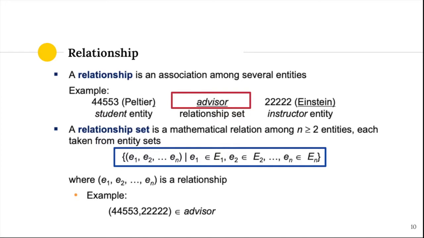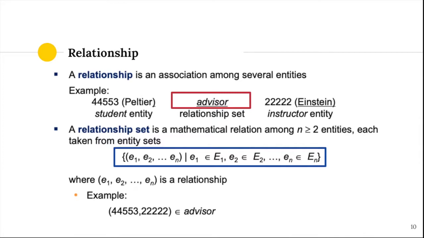Next is relationship. Remember that a relationship is an association among several entities or objects. One example is the advisor relationship. The advisor relationship is between an instructor and a student. So we have, let's say, Peltier is the student of Einstein. So we can say that the advisor of Peltier with student ID 44553 is Einstein with instructor ID 22222.